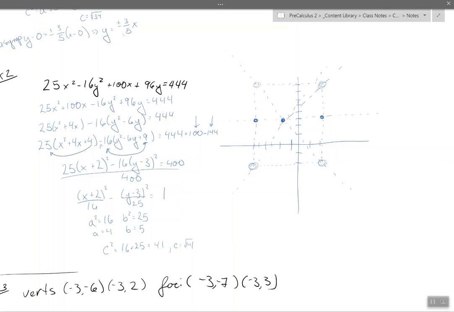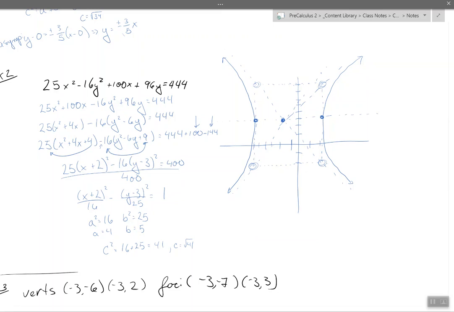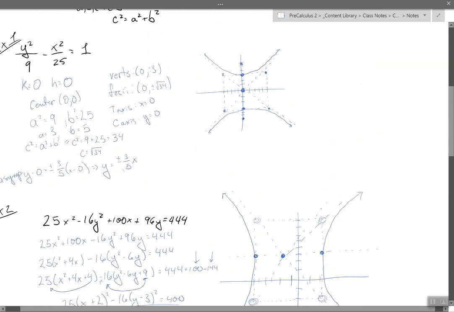Okay, so now we're just going to fit our curve into the box. So it's there and there, and we're set. So obviously you should probably take some time and write out the information like we did for the previous problem.